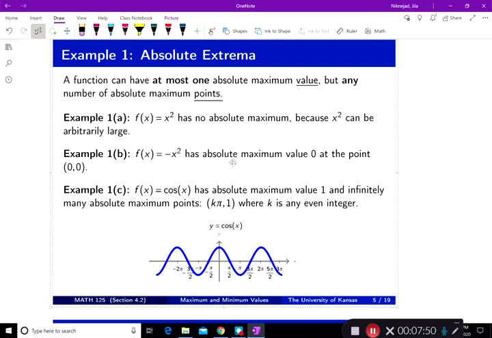Now, another example. f of x equal to cosine of x has absolute maximum value 1, and there are infinitely many absolute maximum points, which is (k pi, 1) for any even k. But the y value is always 1, because the maximum value for a cosine is always 1, and that's what we mean over here. There could be infinitely many points, but only one value for the maximum.